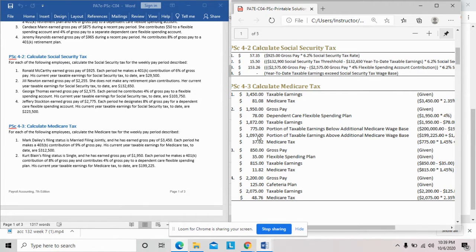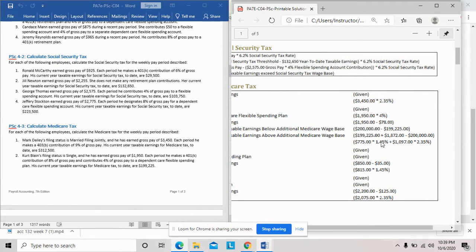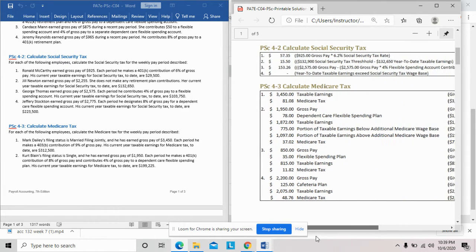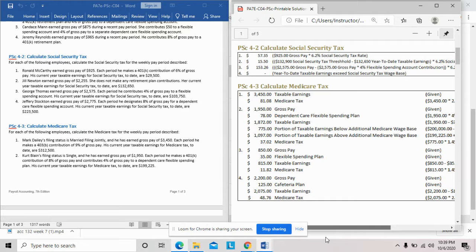So as you can see, you have to calculate two different amounts, right? The portion of taxable earnings below and above the additional Medicare wage base. Multiply those by the percentages given here, 1.45%, 2.35%. Find the sum to get a Medicare tax of 3702.